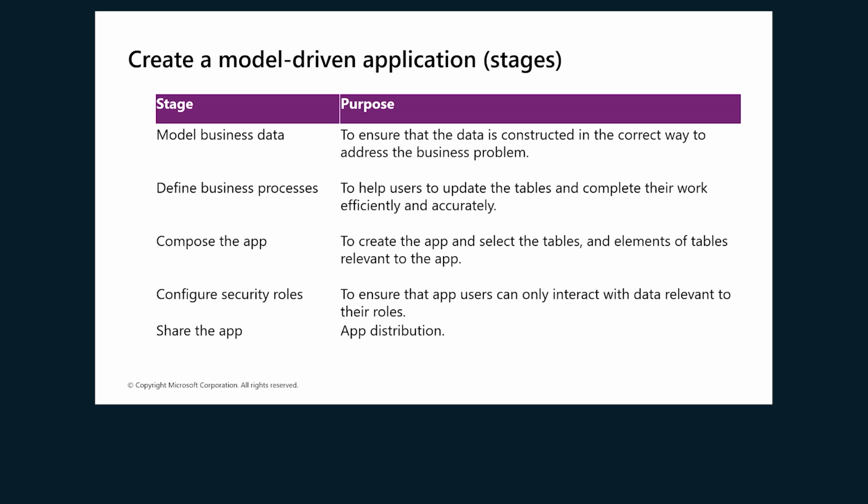These can range from simple task flows to complex approval chains, and they help enforce consistency so users can focus on their work rather than remembering manual steps. With processes defined, you move into the app designer to build your app by selecting and configuring components like views, forms, and dashboards. This structured approach ensures that your app is not only functional, but also aligned with the organization's goals. Once your app is ready, remember to configure security roles and share your app for distribution.